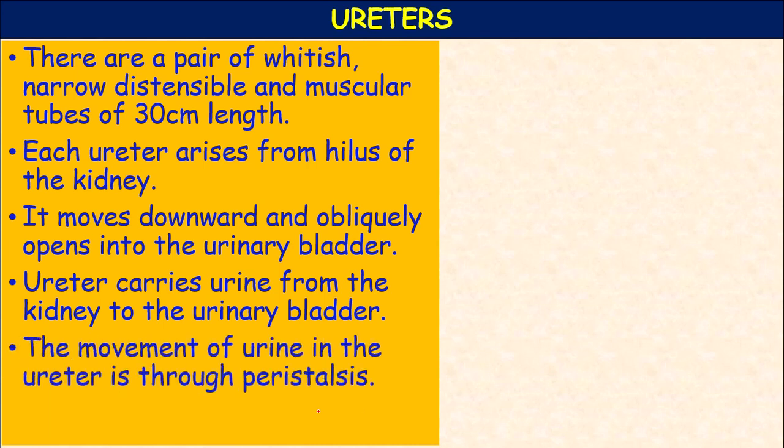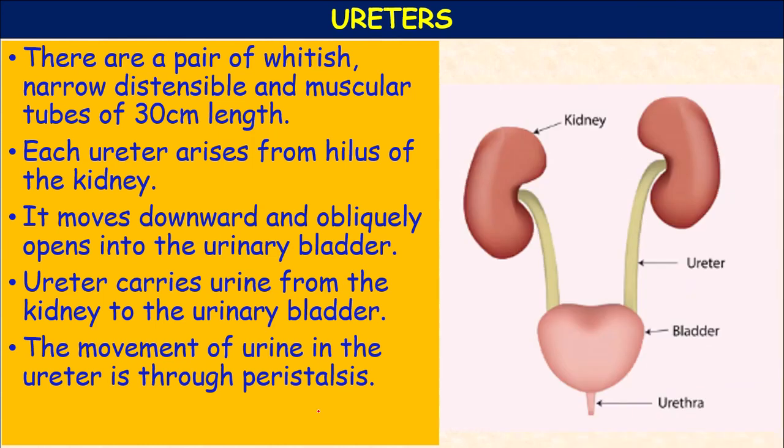The movement of the urine in the ureter is through peristaltic movement, wave-like movement. The urine is formed here. This is the pelvis region. From the pelvis region, a pair of tubes, they are called the ureters, from the hilus region, open into the urinary bladder.